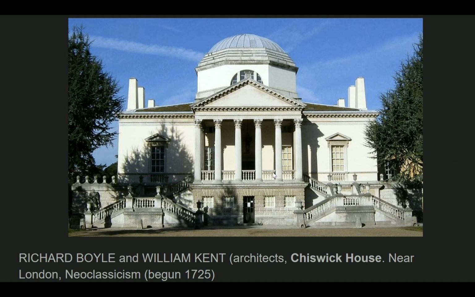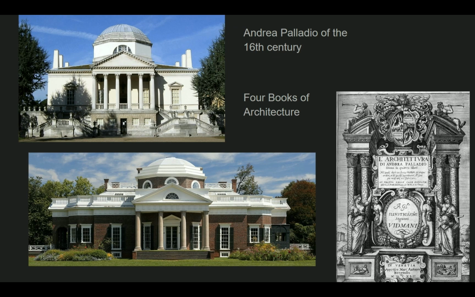But he's looking to British architects, actually two, Richard Boyle and William Kent, where they made the Chiswick House. This is near London. And as you can see, Thomas Jefferson has based much of his design off of these architects. He had traveled to Europe. He had seen this neoclassical style that was really erupting across Europe. He also, like I said, is self-trained, and he's reading lots of books about architecture.